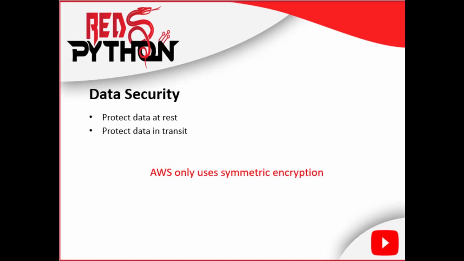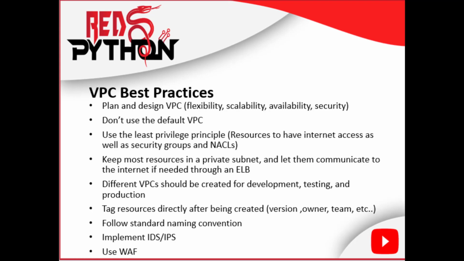From the data security perspective, we need to protect data at rest and in transit on the cloud. AWS only uses symmetric encryption for this purpose. The best practices for VPC, as it's the backbone of the security on AWS, is to plan and design VPCs before implementing them. You should take into consideration flexibility, scalability, availability, and security. Don't use the default VPC built in there. Just delete it and create your own VPC from zero.